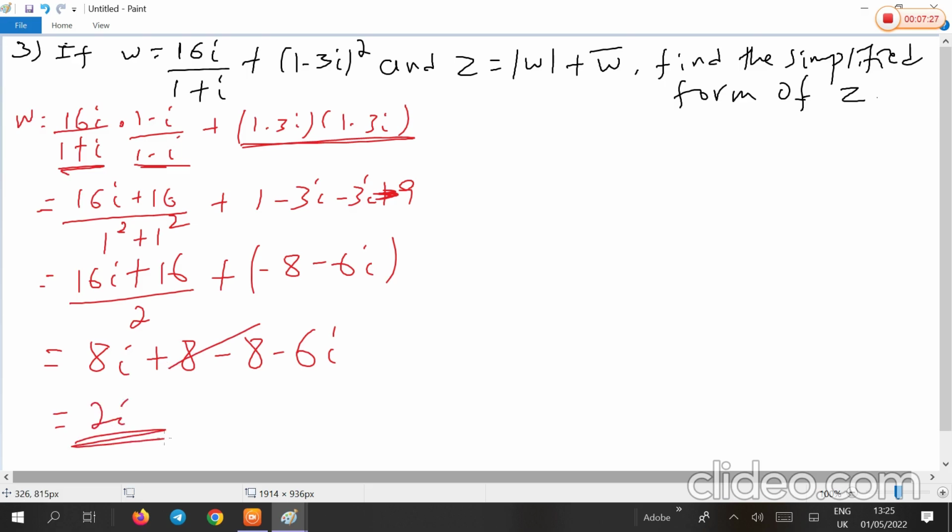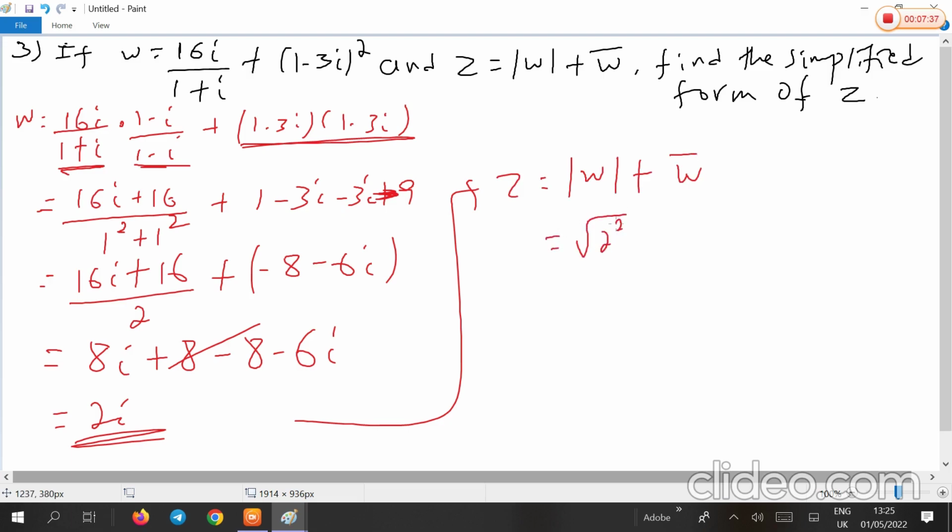So w is 2i. Then what were we asked to find? z, which is equal to the modulus of w plus the conjugate of w. The modulus of w is the square root of x square plus y square, plus the conjugate of 2i. The modulus of 2i is 2, and the conjugate of 2i is negative 2i, so z is 2 minus 2i.